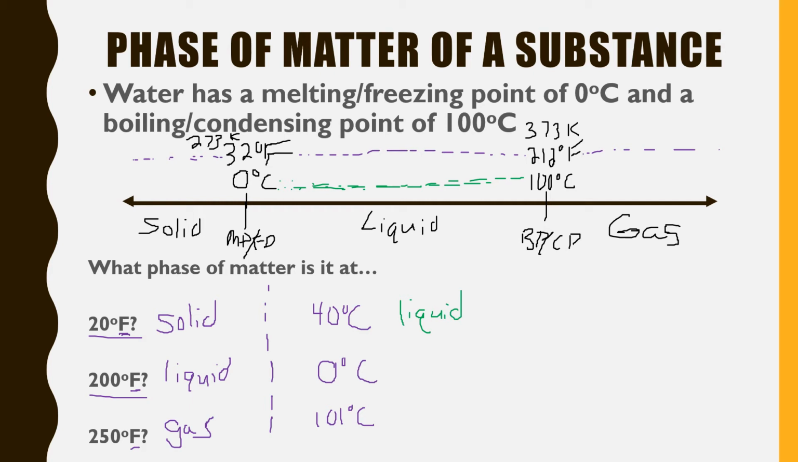Okay, 0 degrees Celsius. Oh, that's right on the point. If you're ever at a melting point or freezing point, you have both phases of matter present. What do you mean both phases of matter? You have both the solid and the liquid present, because it's transitioning at that temperature. So you have both phases that are next to it present. If you're ever at a melting point or boiling point, you have both phases of matter present.